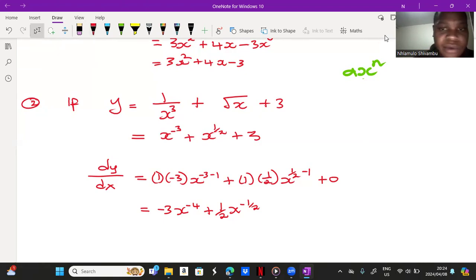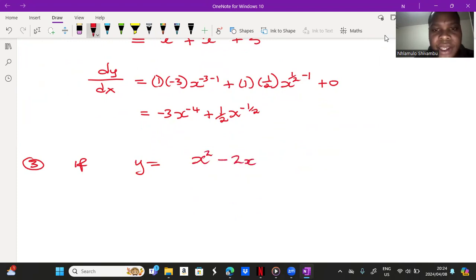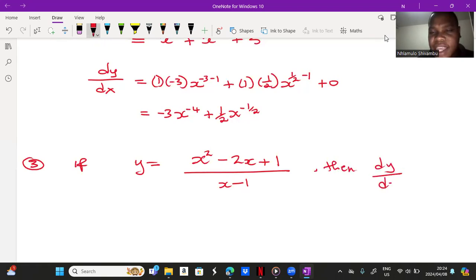Let me do the last example with you. Number 3, if y is equals to x squared minus a 2x plus a 1 over x minus a 1, okay, so then dy over dx is equals to, so here we're trying to get dy over dx.